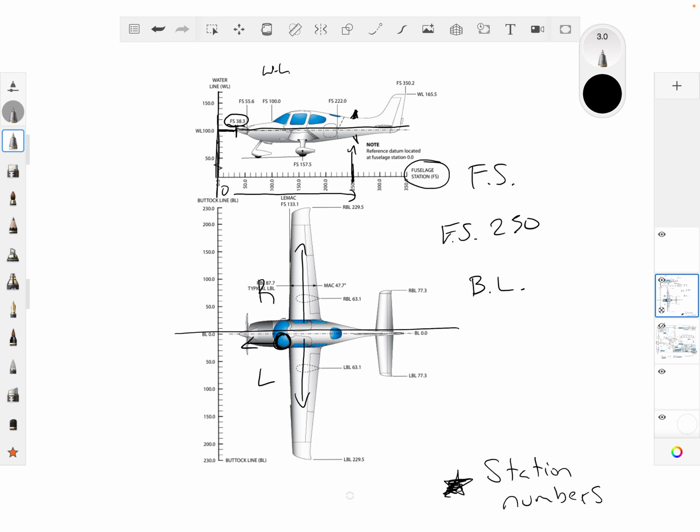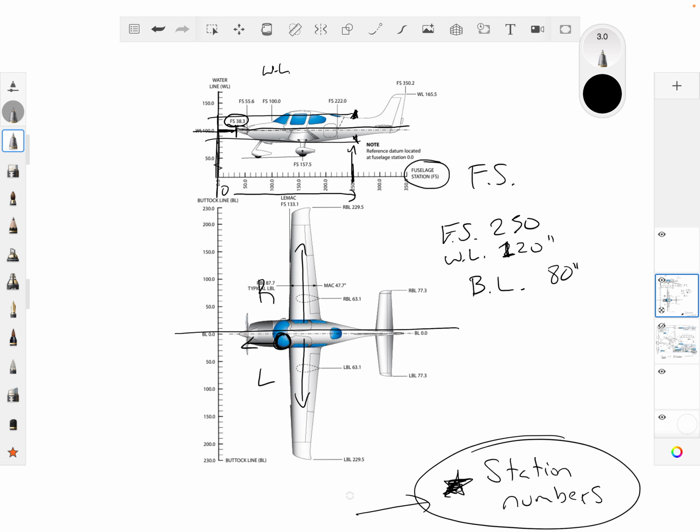But what if there's an antenna on the top and the bottom? How could we differentiate which one we're talking about? Well, they might include a water line. So maybe it's water line 120, right? So then I would know, hey, here's my 100, so it's going to be the top antenna, not the bottom antenna, right? Because the bottom antenna might be like water line 80 inches. So again, you're going to have like 3 or 4 questions about station numbers. Just understand what a station number is, and you're going to bring it into weight and balance whenever you get there.